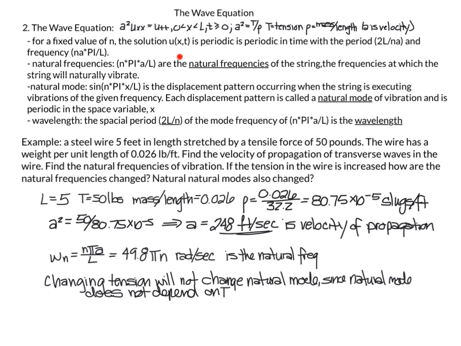Our natural frequency is equal to n pi a over L. So I have n pi, and then I have a over L. Our a is here, and our L is 5 feet. So we get 49.8 n pi radians per second. This is the natural frequency.